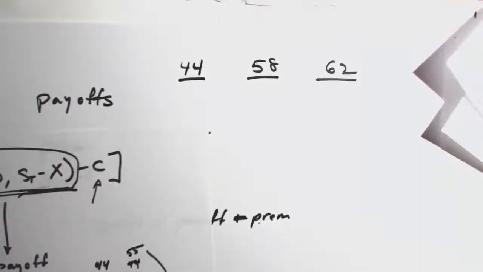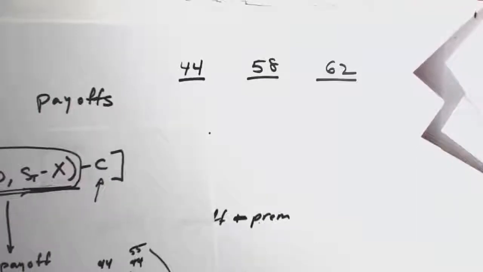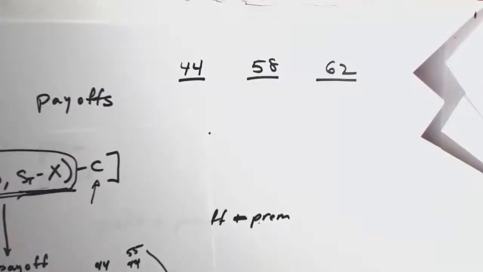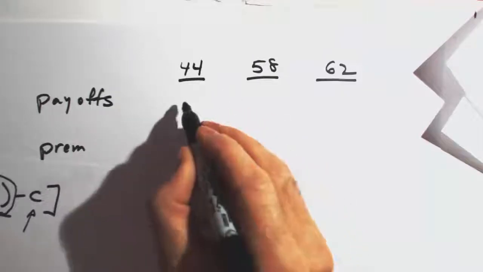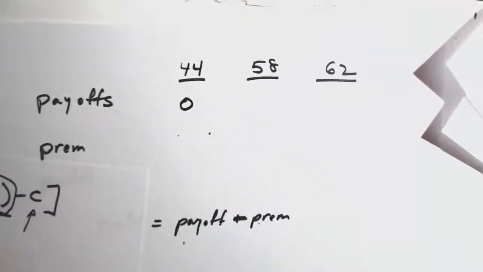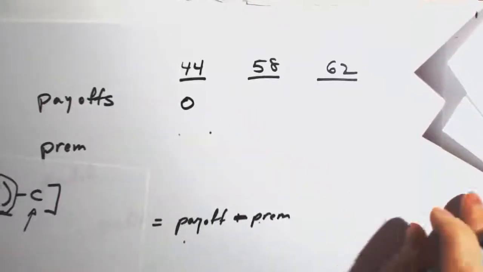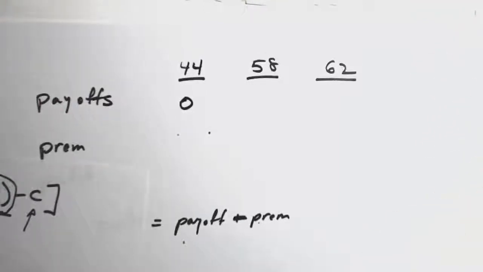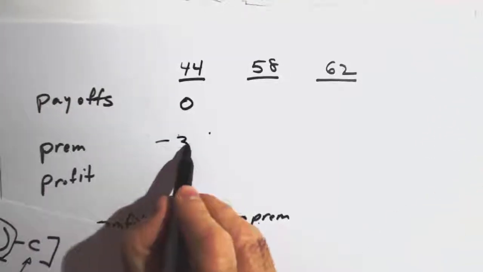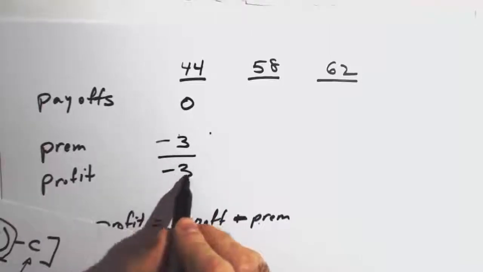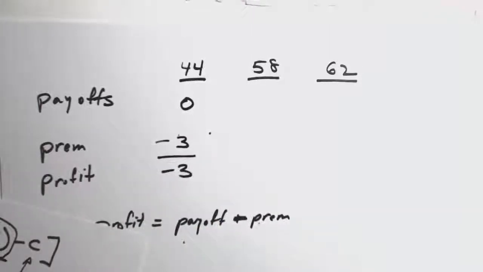You can see that this scenario applies. This option's certainly not in the money, so the payoff is 0. That means the payoff for an option that's out of the money is 0. The premium we paid was $3, so the profit is negative $3. When you buy an option for $3 and it's out of the money at expiration, you lost your $3 investment in the option.